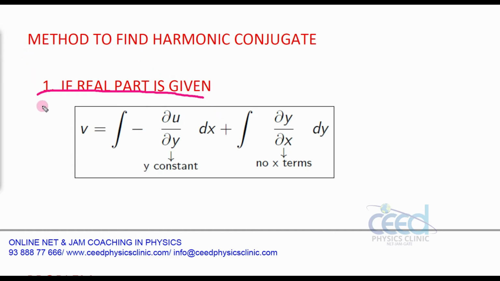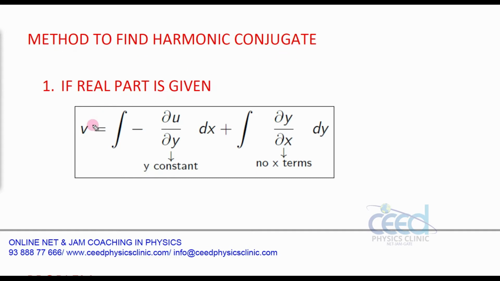So let us discuss first, if the real part is given, how can we find the imaginary part? So this V is the method. We can say U and V are harmonic conjugates of each other. One is the real part and the other is the imaginary part. So the heading is suitable, that is, the method to find the harmonic conjugate.